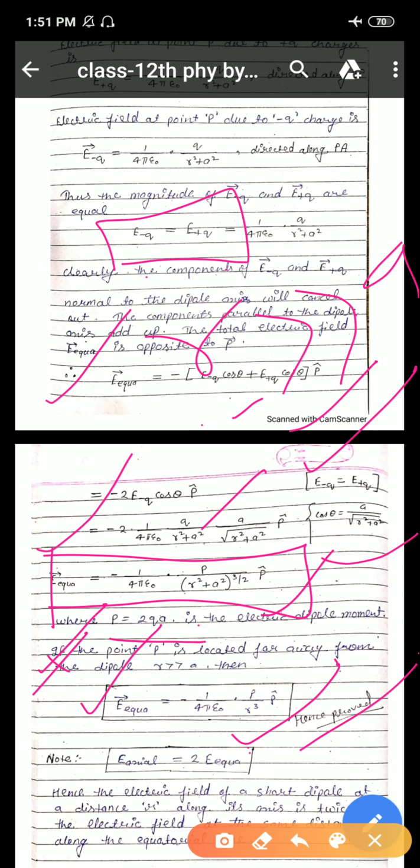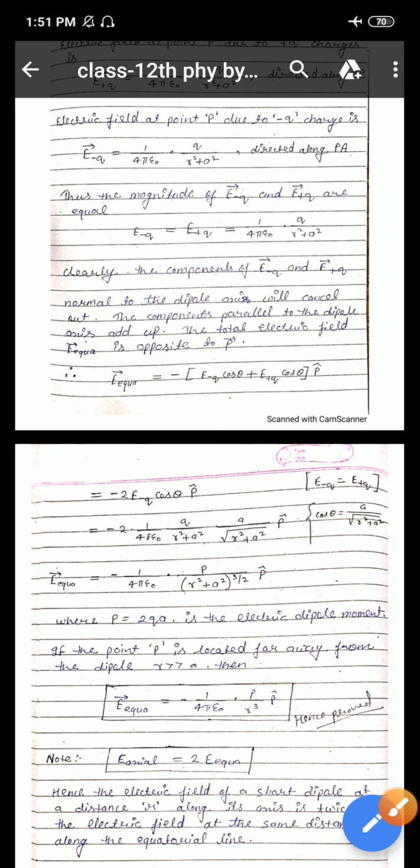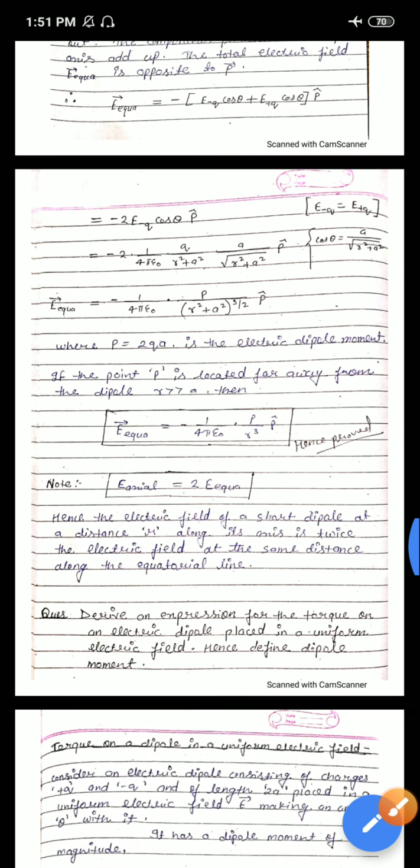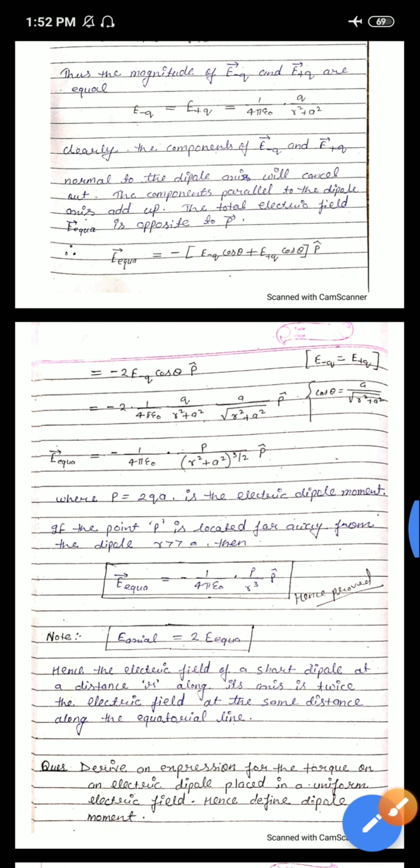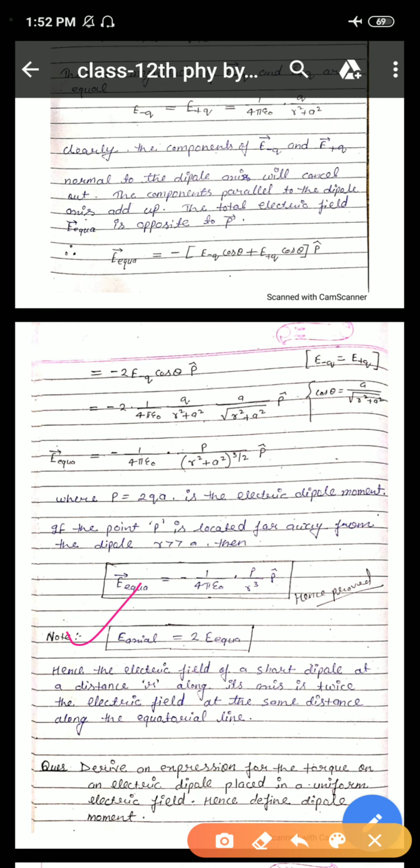This one is the most common question. What is the relation between electric field of axial point and equatorial point? Is it clear, student? This one is the most common question asked in examination. What is the relation between electric field of axial and electric field of equatorial? Then this one is the relation.